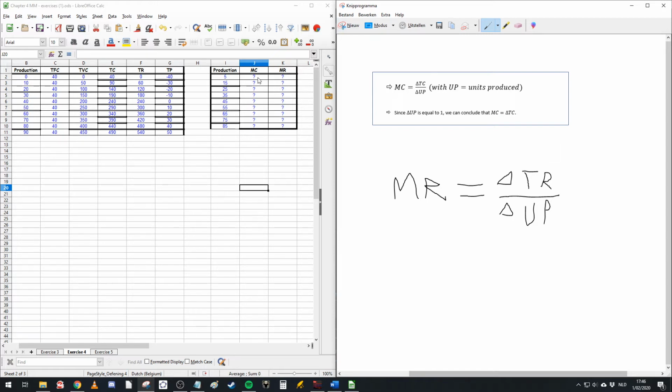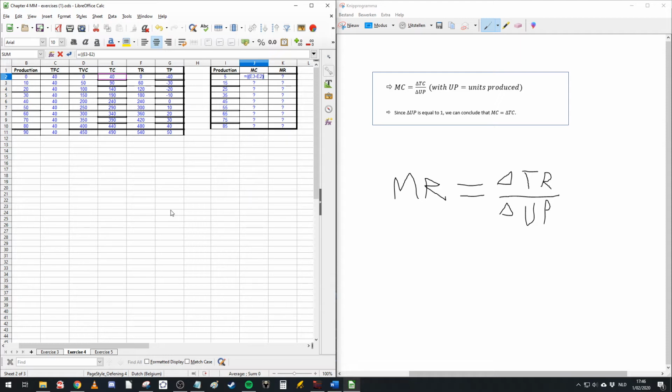Now, marginal costs. First thing here, we see marginal costs is change in total costs divided by change in production. Right? Now, let's see. This means that for my first number over here, I have to open my brackets. I will do double brackets, you will see why in a minute. So change in TC. What's TC? Well, here I have my 90 minus 40. This is how I will be able to see the change.